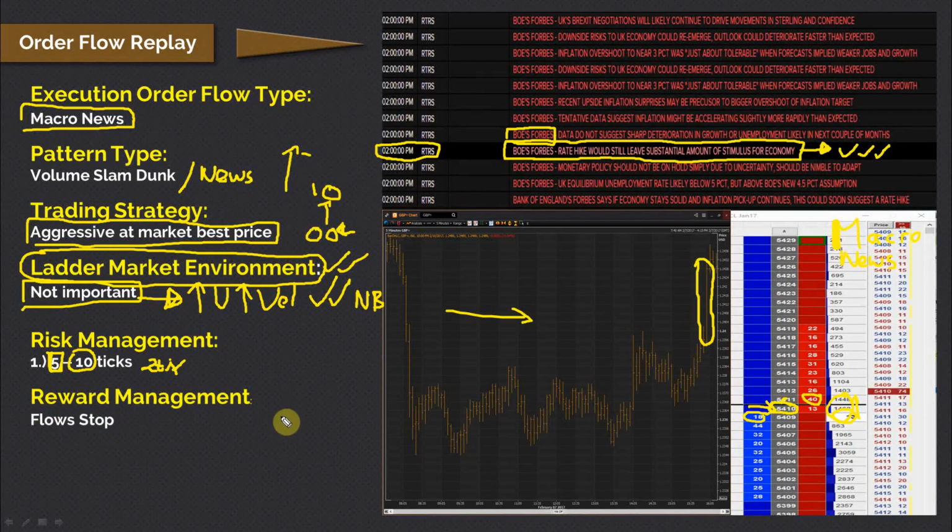Your reward management is effectively, once you get that first spike in the market, in the ladder, so you get that first spike up, and then when the market starts auctioning, there's a bit more two-way flow, you can start exiting your position. A lot of traders, when you get that first knee-jerk move out, they get out immediately.